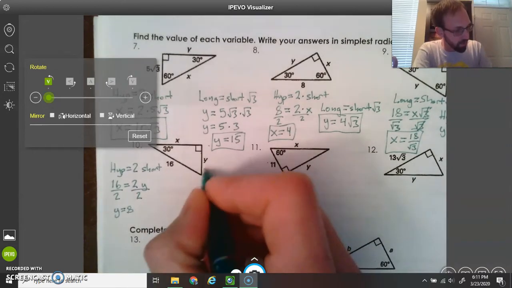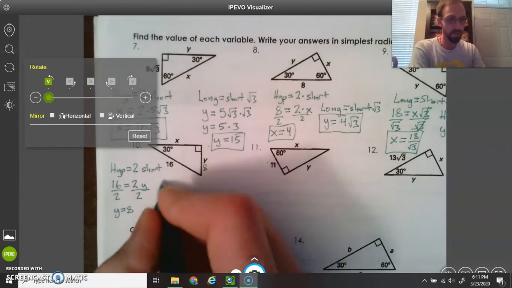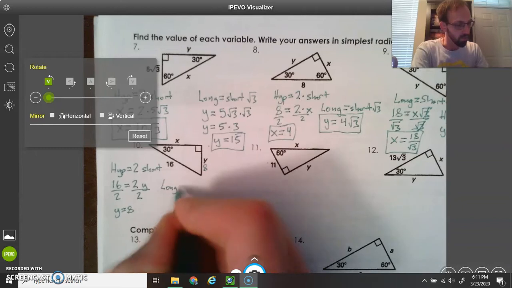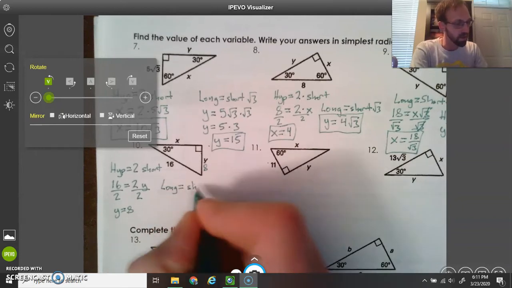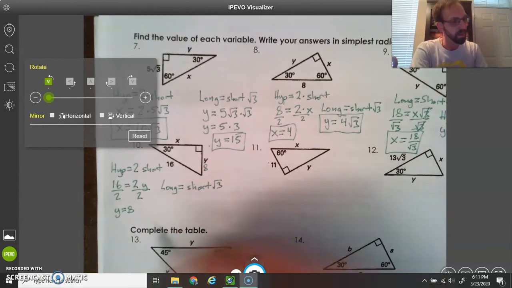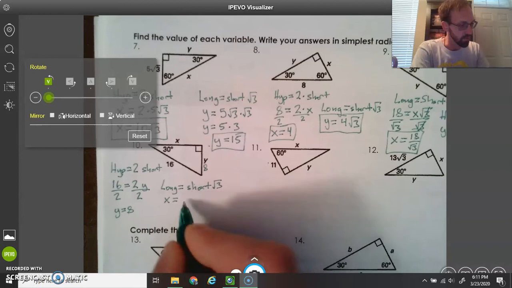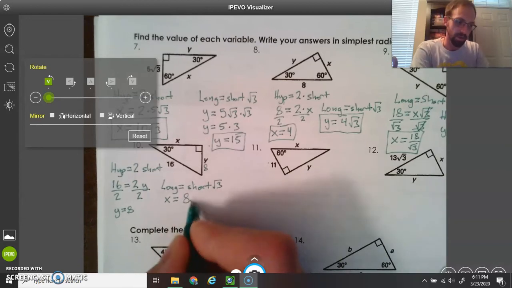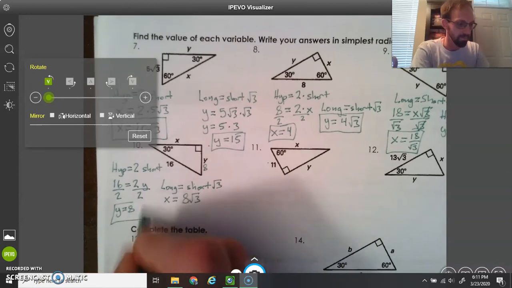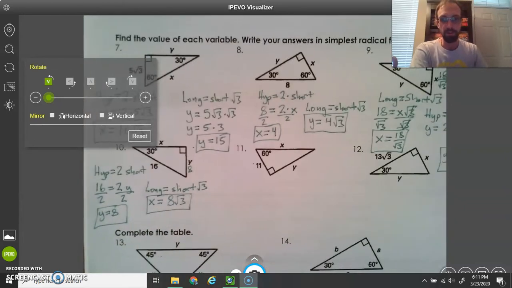Now remember, that's the length of the short side as well. So we can use our long side formula: the long side equals the short side times square root of 3. The long side is x. We know the short side is 8, so x equals 8 times square root of 3. The next one, number 11.